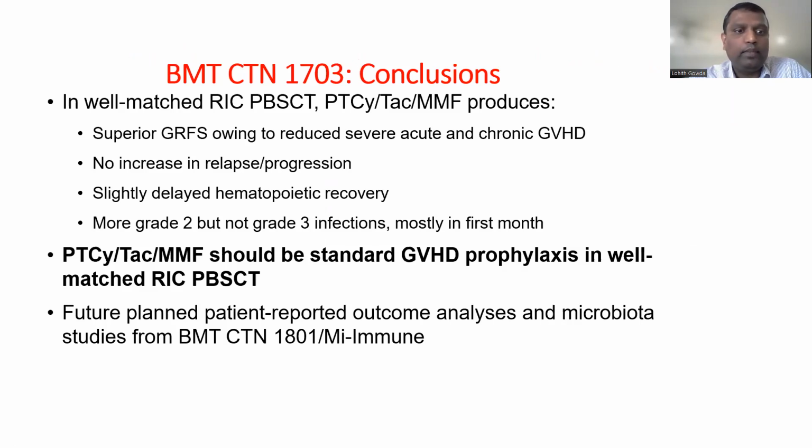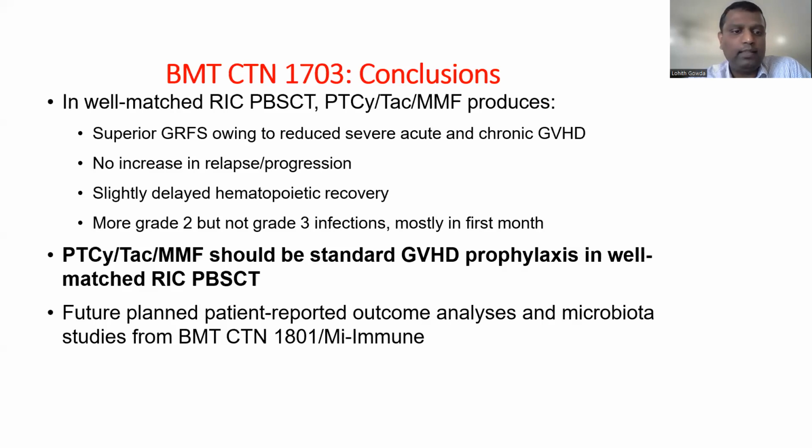In summary, the superior GRFS owing to the reduced severe acute GVHD led to the post-Cy arm winning in this trial. There was no increase in relapse/progression, which is of critical importance to our patients. There was slightly delayed hematopoietic recovery. There were more grade 2 GI events and infections, but they were mostly in the first month.